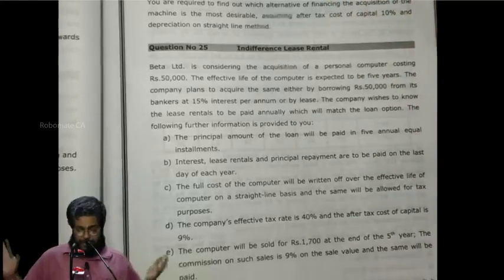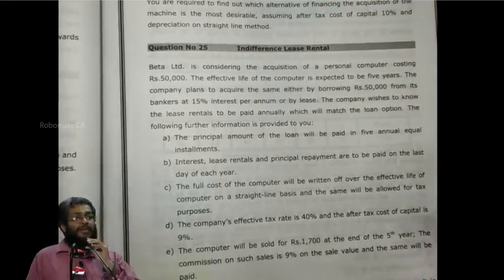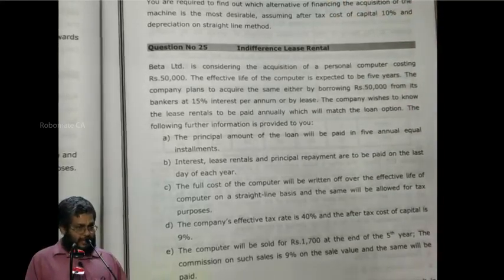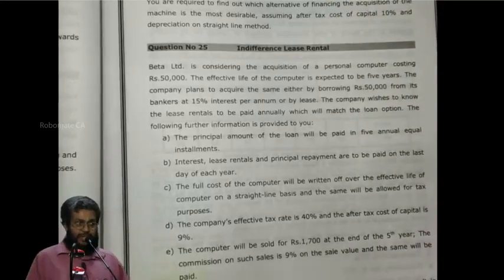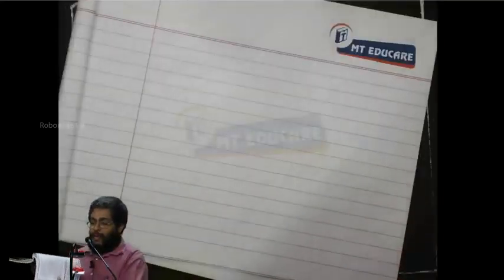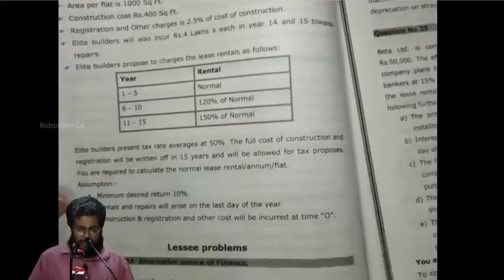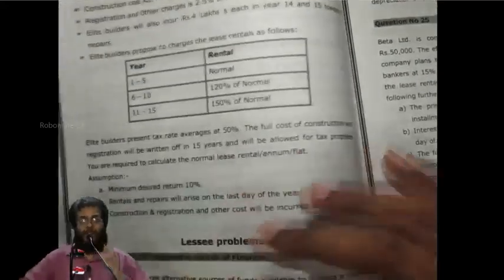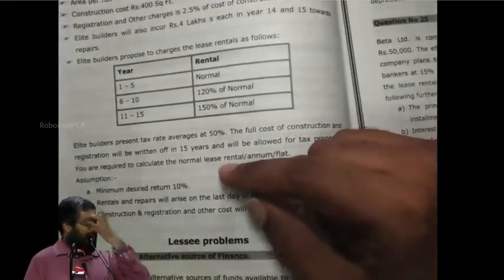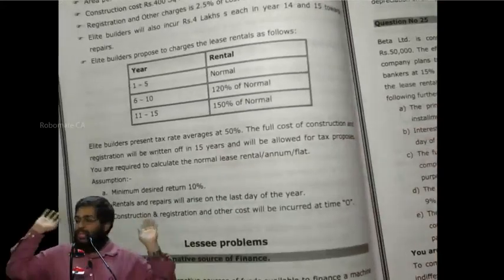Shall we start or not? Now, this company wants a machine. What is the cost of that machine? What is the cost of the machine? 90,000. Please point it. What is the cost of the machine? 90,000. It has three options.